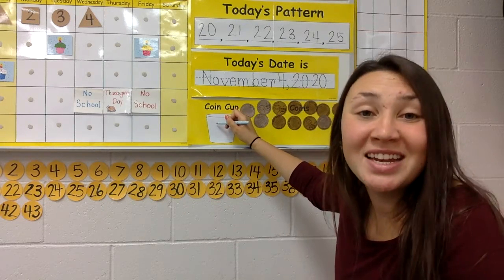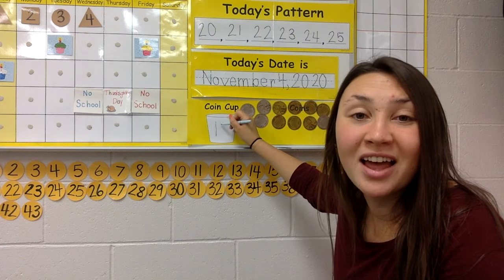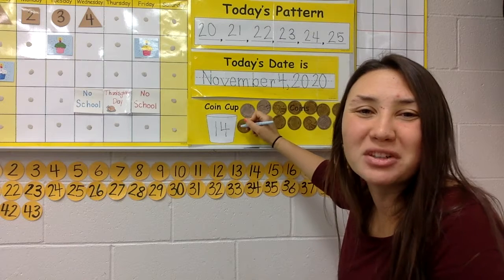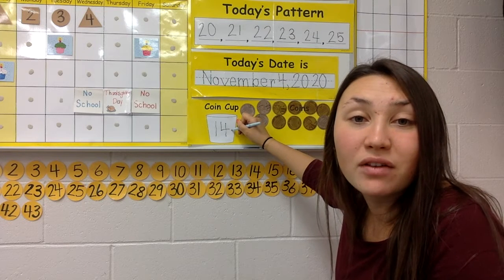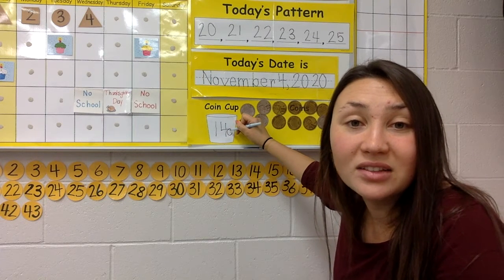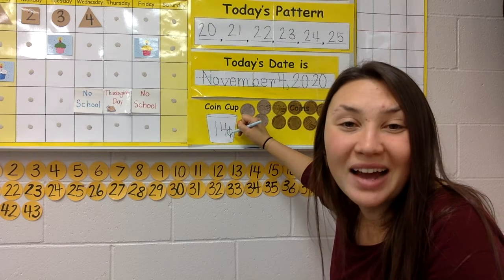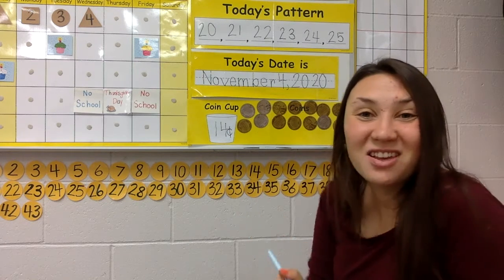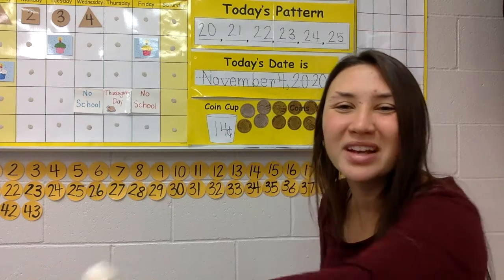Remember, a 14 is a 1 and a 4. 14. And then a cent sign is a little C with a line through it. That's how we write 14 cents. All right. Thank you for finding out how much money you had in that coin shop.